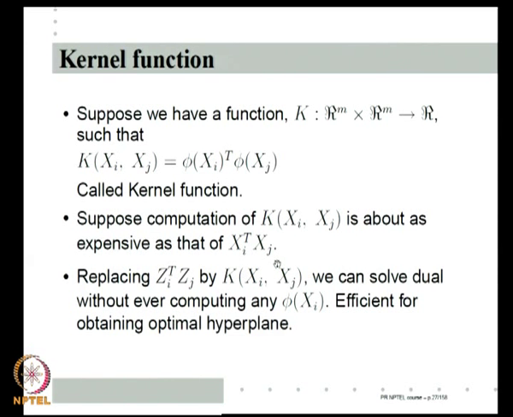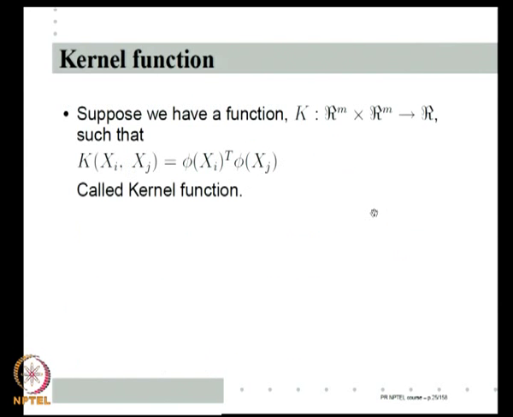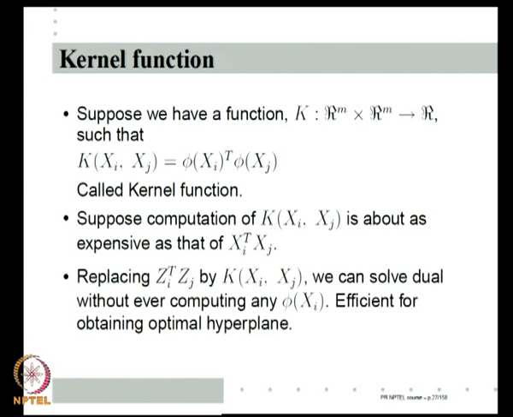If I have such a function, then I can replace z_i transpose z_j by k(x_i, x_j) and solve, which means in my dual I do not have to actually calculate all the z_i's. This z_i transpose z_j is replaced by k(x_i, x_j), which is about as costly to compute as x_i transpose x_j. So, it is like I am just finding a linear classifier in the original space, because I replace x_i transpose x_j, what was there in the original linear classifier, by k(x_i, x_j), which is roughly the same computation. So, at least for solving the dual, the kernel function is useful. Now, what happens after I solve the dual?